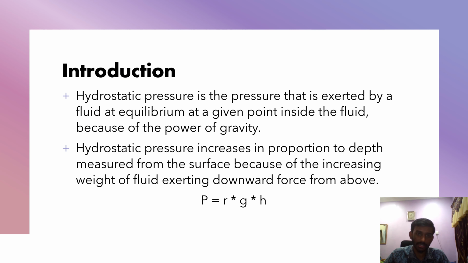What is hydrostatic pressure? Hydrostatic pressure is the pressure exerted by a fluid at equilibrium at a given point inside the fluid because of the force of gravity. Hydrostatic pressure increases in proportion to depth measured from the surface because of the increasing weight of fluid exerting downward force from above. Below is the hydrostatic pressure equation, which is P equals rho g h. P stands for pressure, rho is the density of the liquid, g is gravity, and h, which can also be known as d, is the height or depth of the liquid.